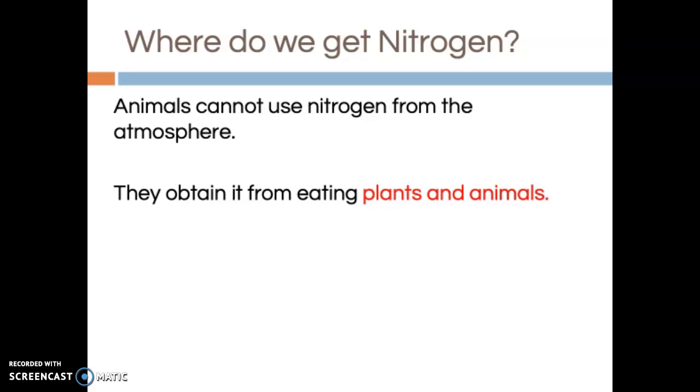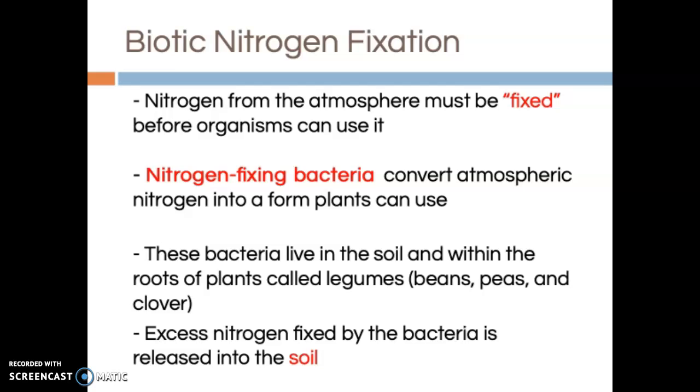Where do we get our nitrogen from? Even though most of the atmosphere is made of nitrogen, we can't actually use that form of nitrogen. We can't just inhale nitrogen as we breathe in and use that in our bodies. We must eat plants and animals to get nitrogen. Plants also cannot use nitrogen from the atmosphere. So in order for plants to get that atmospheric nitrogen, it first has to get fixed. There's two different ways we can fix this nitrogen so that plants can use it.